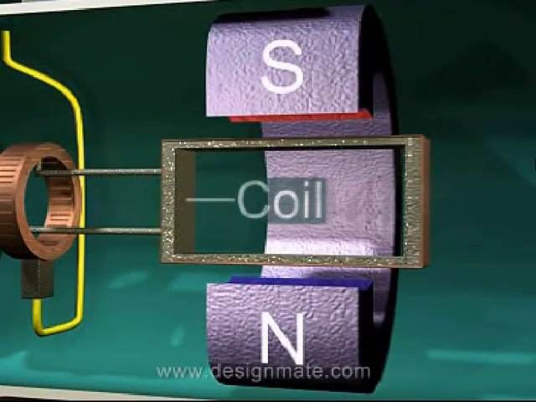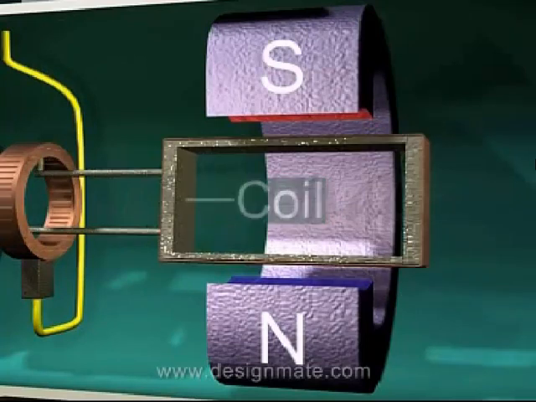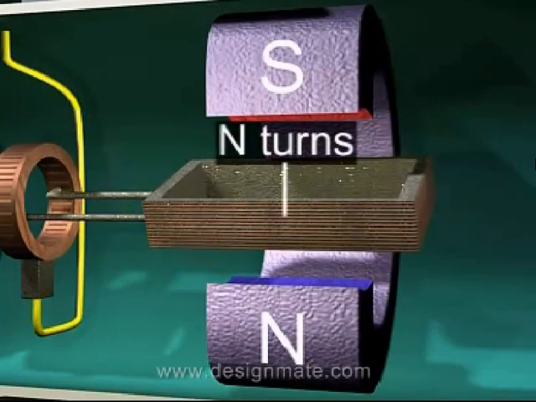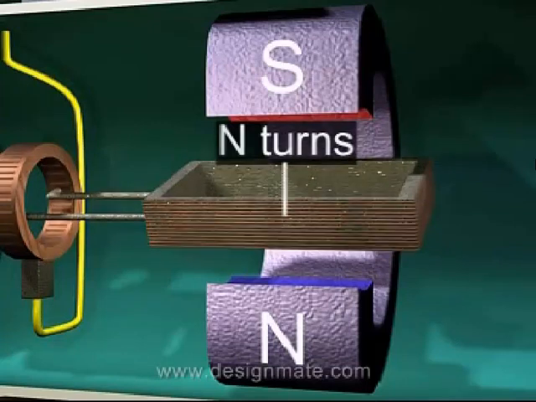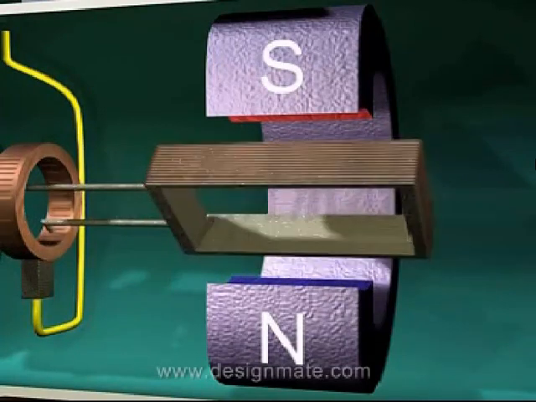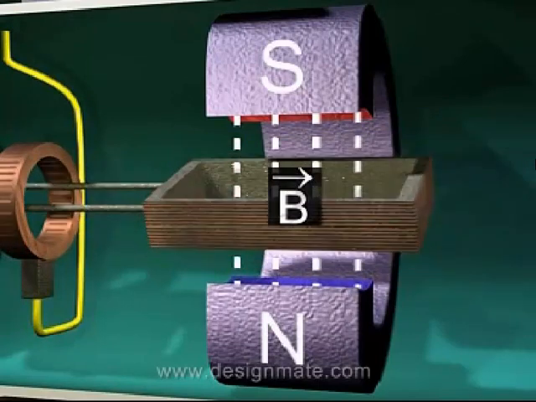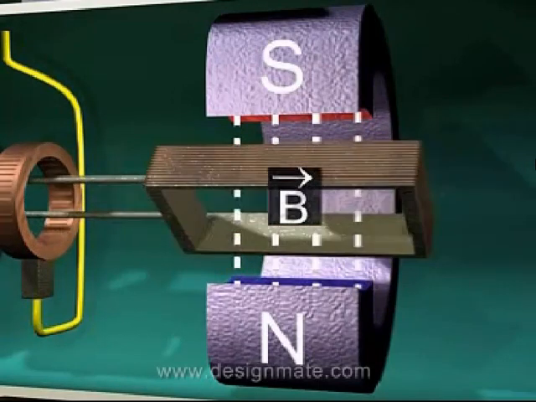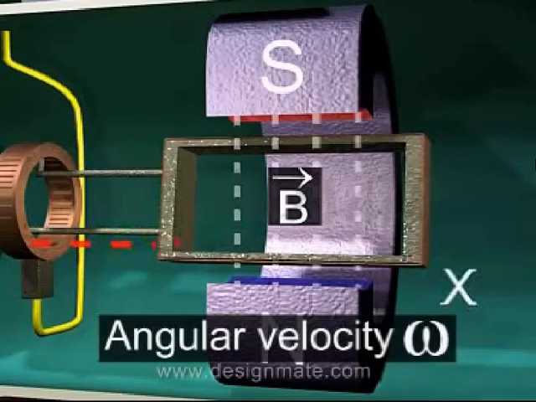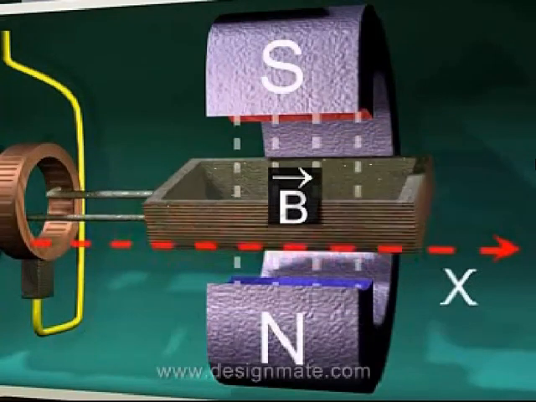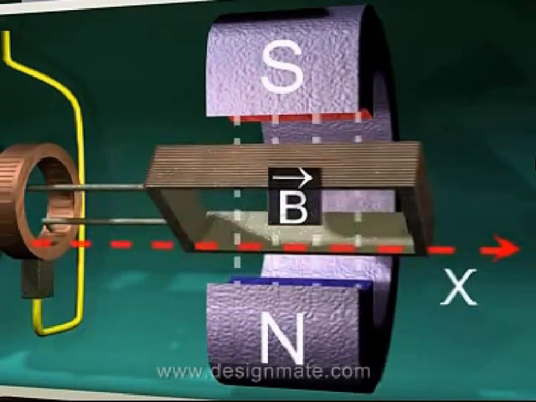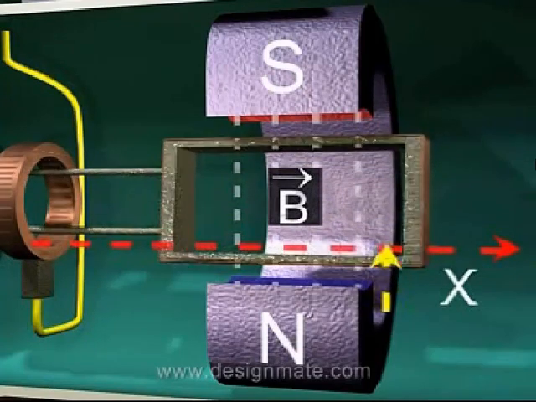Figure shows a coil PQRS having n turns rotating in a uniform magnetic field vector B with a uniform angular velocity omega about the x-axis. The magnetic field vector B is directed along the y-axis.